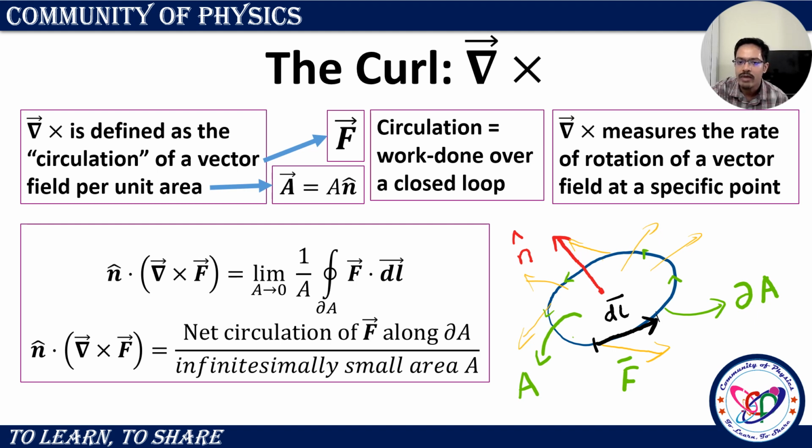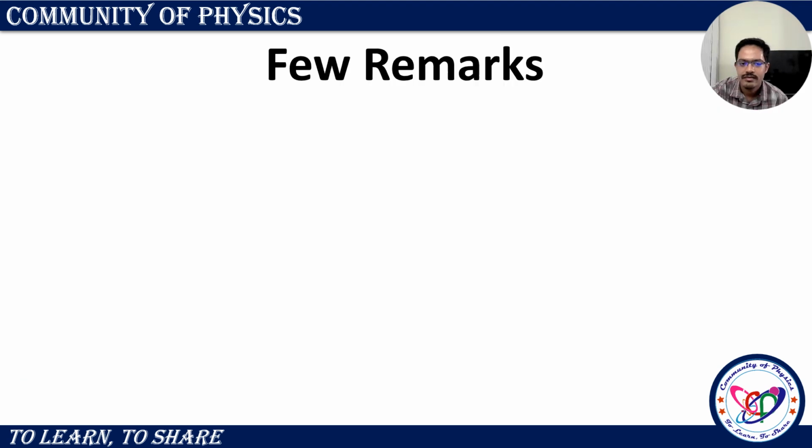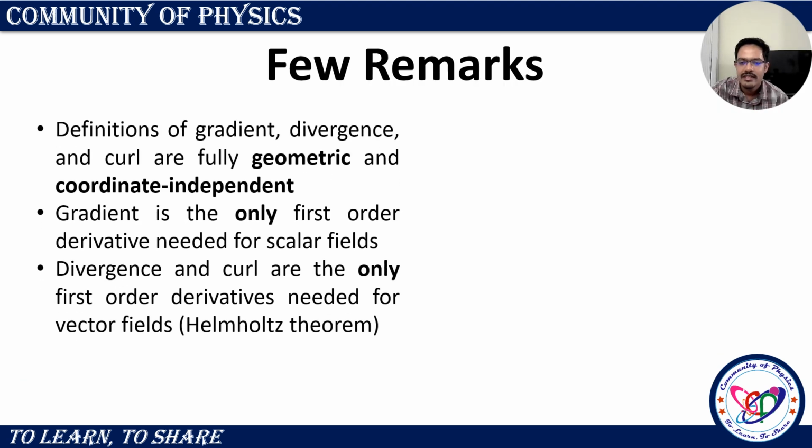Let's talk about a few remarks. So the first remark is that the definitions of gradient, divergence, and curl are fully geometric quantities and they are coordinate independent, meaning you can pick any coordinate, and if you perform those operations in those coordinates, they are totally independent of the coordinate values themselves. So it doesn't matter which coordinate you pick, they will always return you the same geometric quantity.